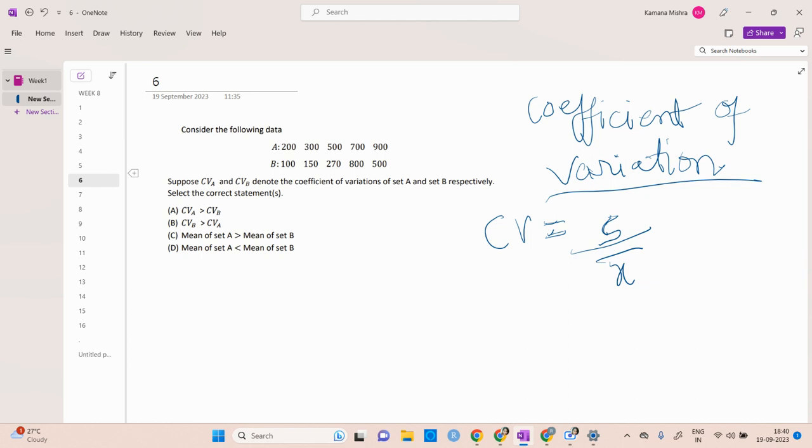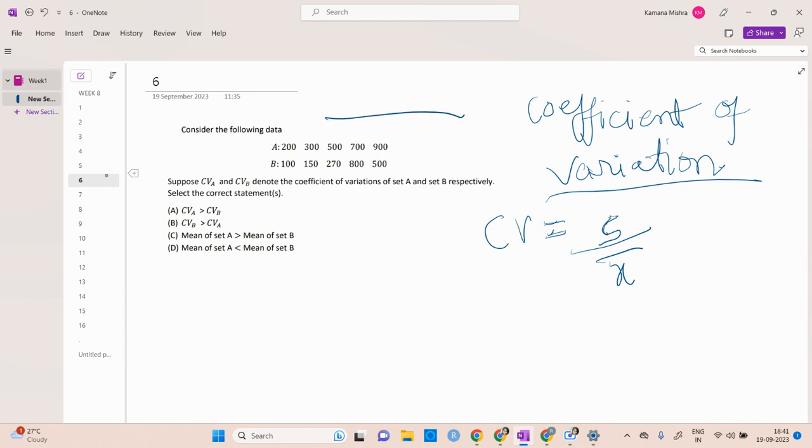So basically, if the standard deviation is high and the mean is very low, that means there is high variation in the data. Okay, so the coefficient of variation will be high. It is basically the mean value and how much the data is varying from the mean.